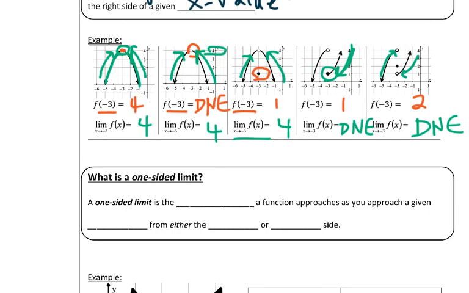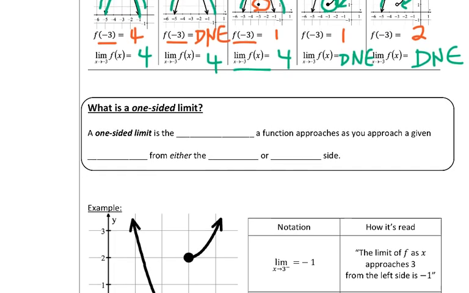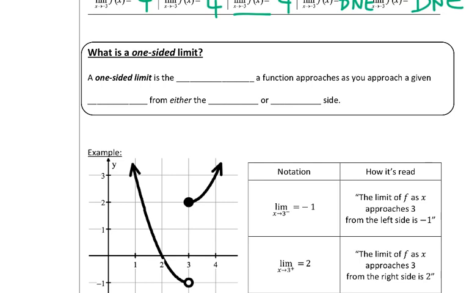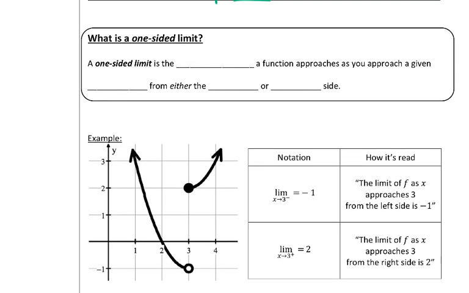All right, so we've been looking at how to find the limit from both the left and right side, and so that kind of leads us to the next thing here, what we call a one-sided limit. So a one-sided limit is the y value, so again, where is it approaching? A function approaches as you approach a given x value from either the left or right side.